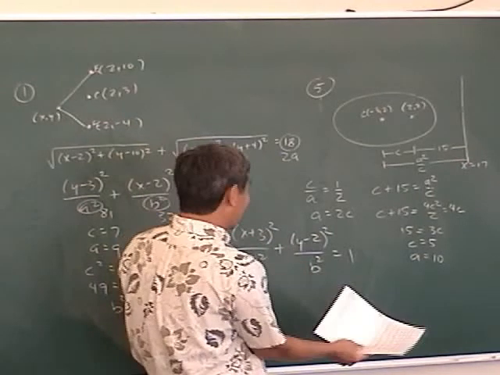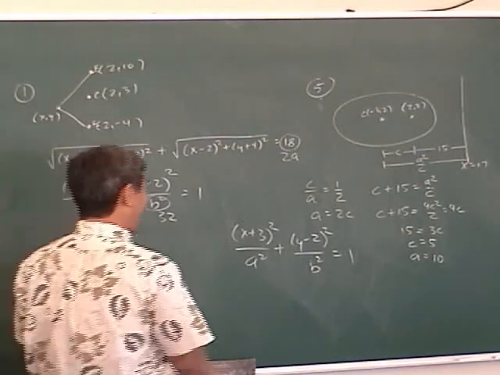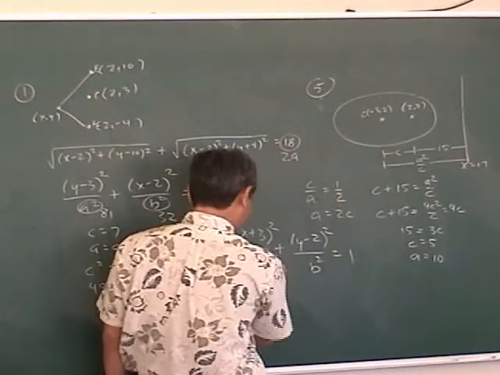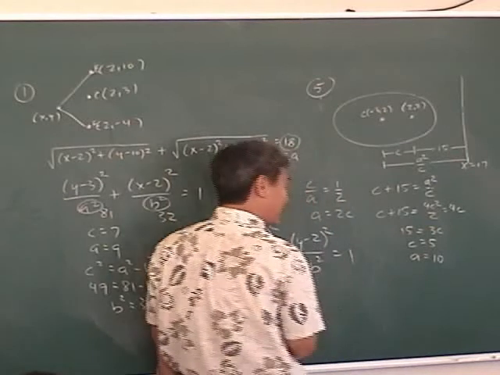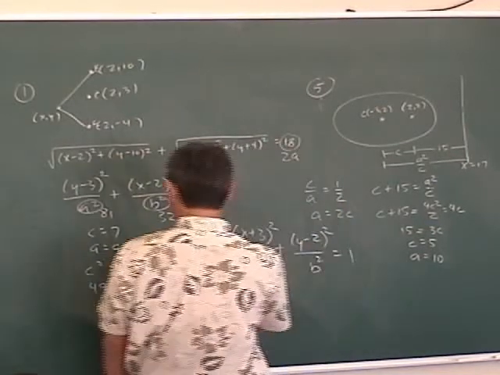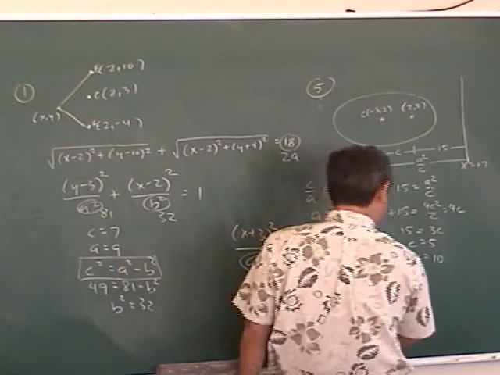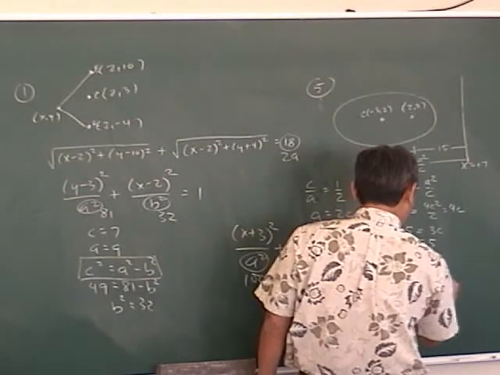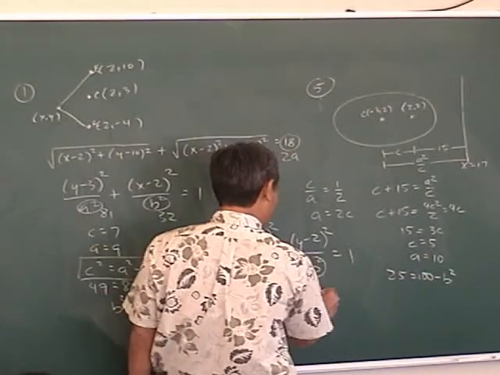Whereas if you don't write anything, this will be minus 8, right? Hey, but we already know A is 10, so what is this? 100. And if you know A and C, how do you figure out B? You use the equation here again. C squared equals A squared minus B squared. So therefore B squared is 75, and there's your answer.